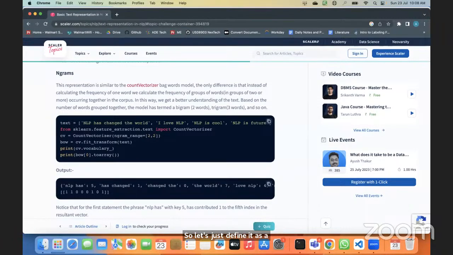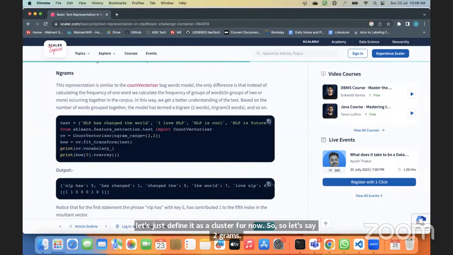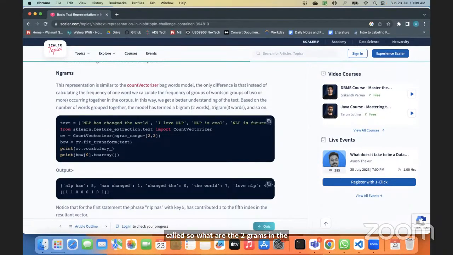Let's take the example of 2-grams, which are also called bigrams. What are the 2-grams in the sentence, NLP has changed the world? NLP has, has changed, changed the, the world. Do you understand what bigrams are? These are just clusters of 2 consecutive words taken at a time. And if you want to find 3-grams, what would you do?